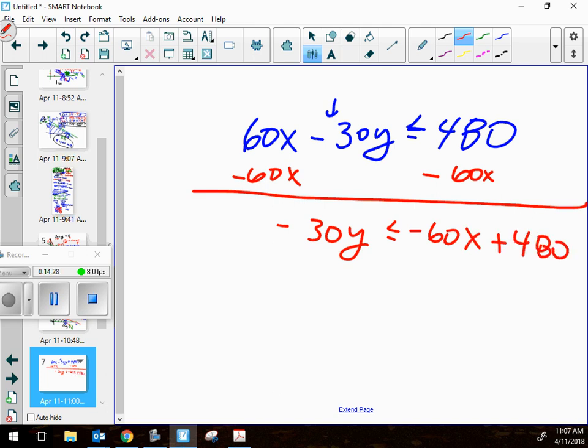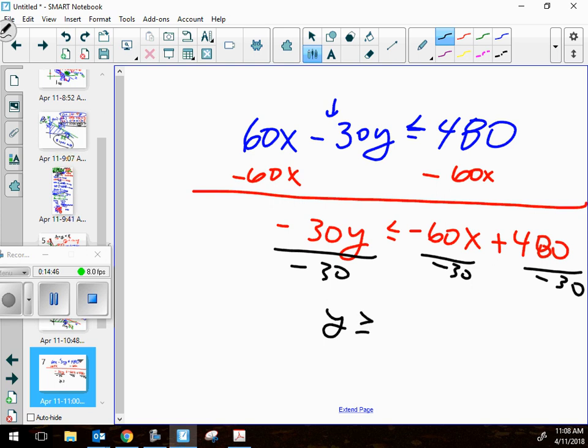And then I'm going to divide everything by negative 30. And then I will get y is, and I just divided by a negative. How many of you guys remember to switch the sign around? Ooh, a lot of you. All right, I know it wasn't everybody.